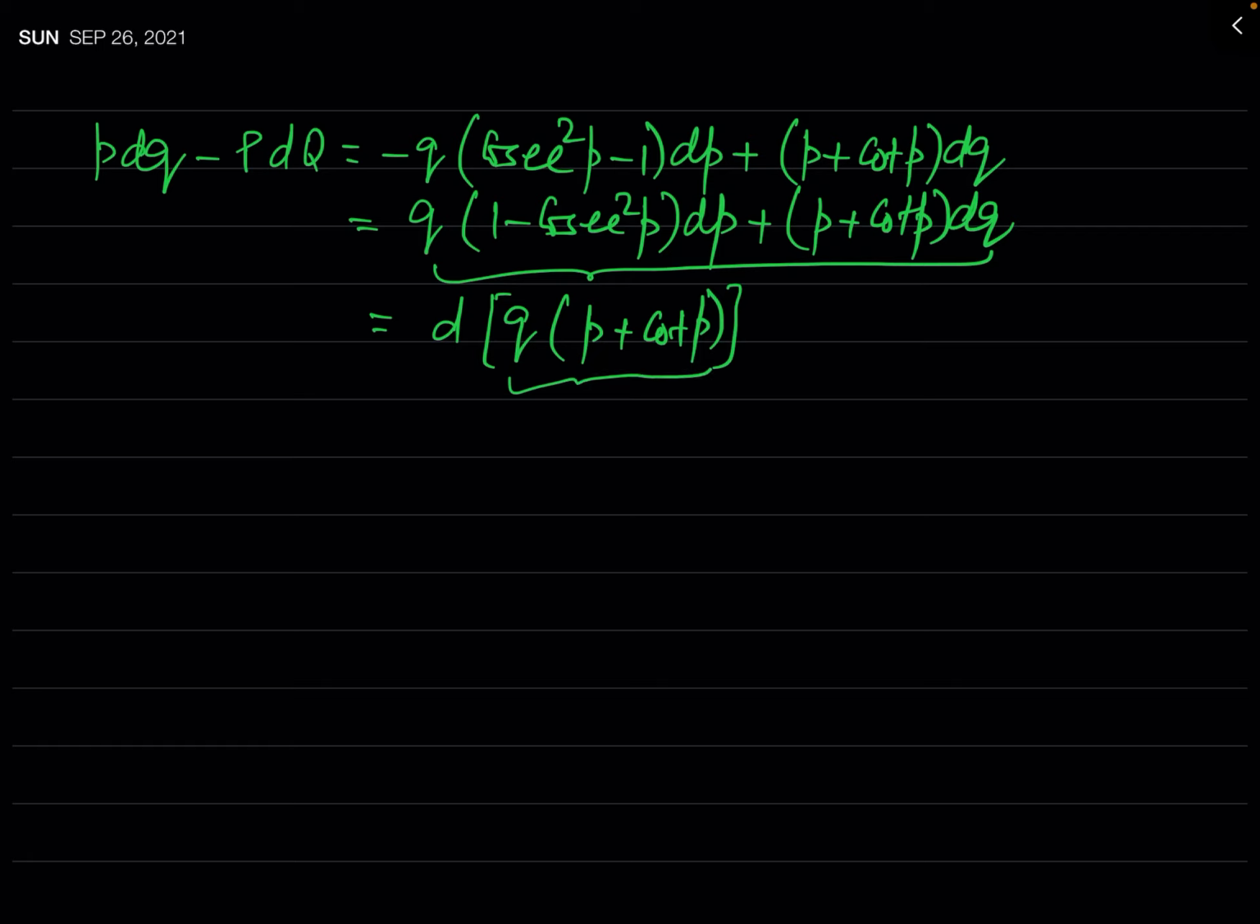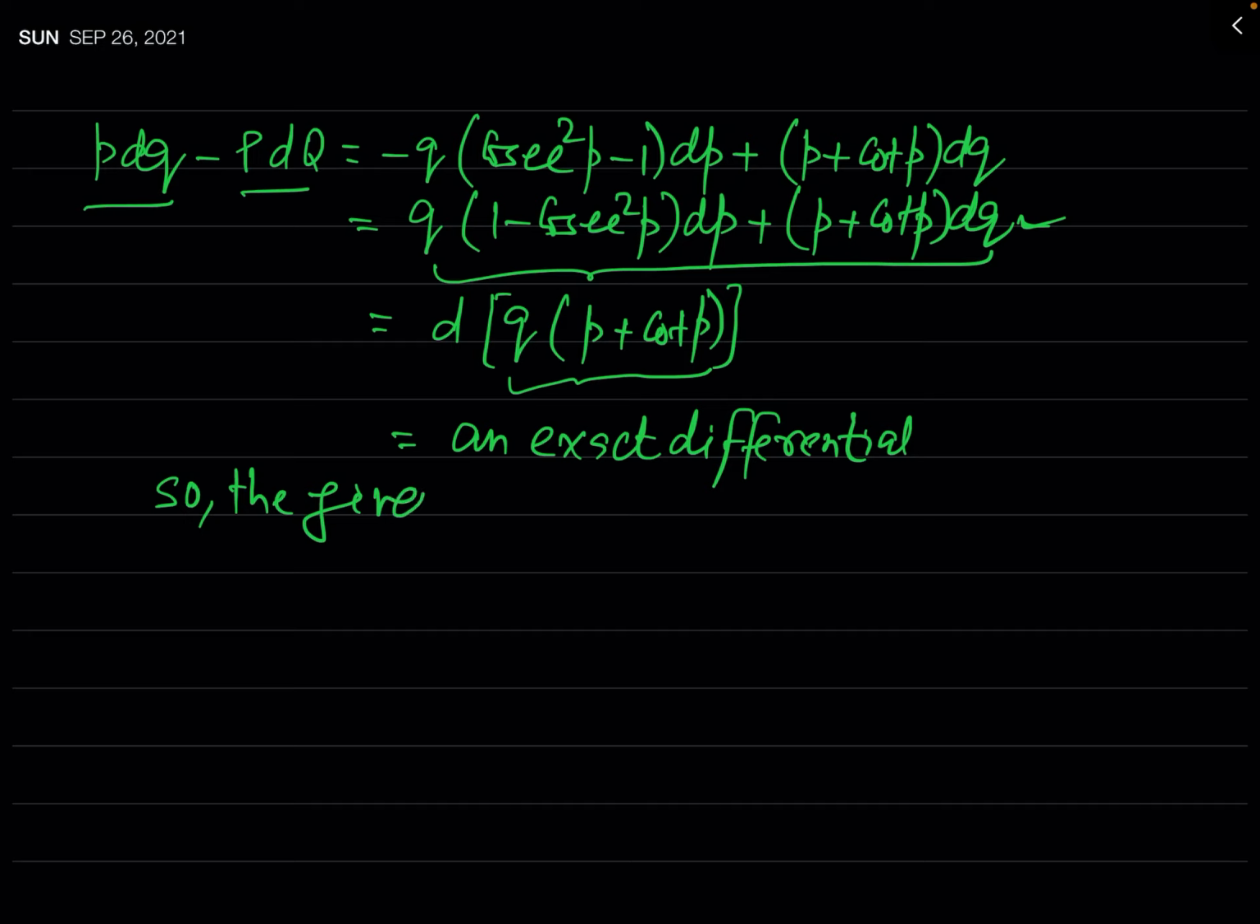You can check it. When you find the differential of the product of q and (p plus cot p), you will get this expression. So since this expression p dq minus P dQ is equal to the differential of q times (p plus cot p), you can say this is just an exact differential. And as you know, if this expression is equal to an exact differential, the given transformation will be canonical. So you can conclude the given transformation is canonical.